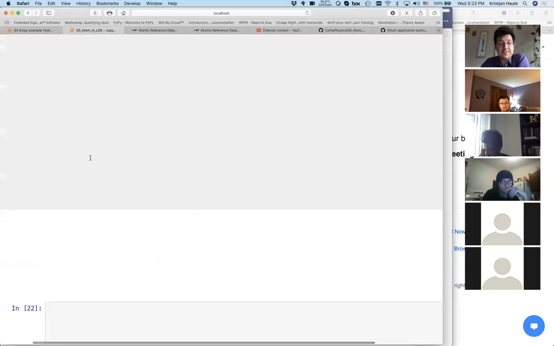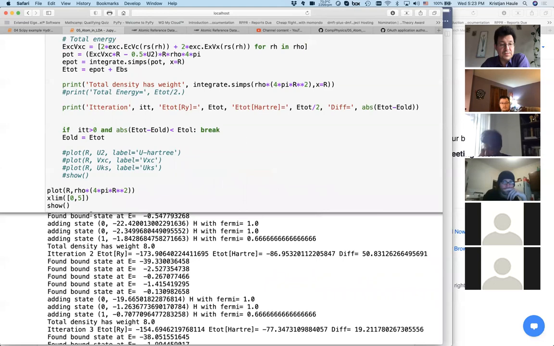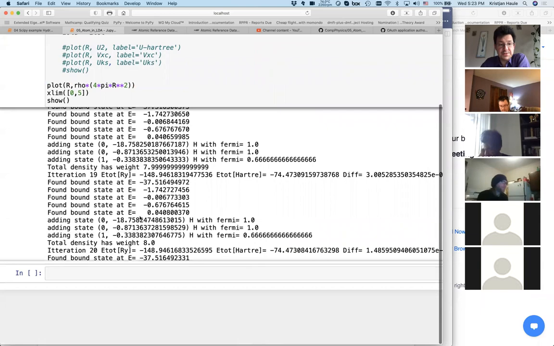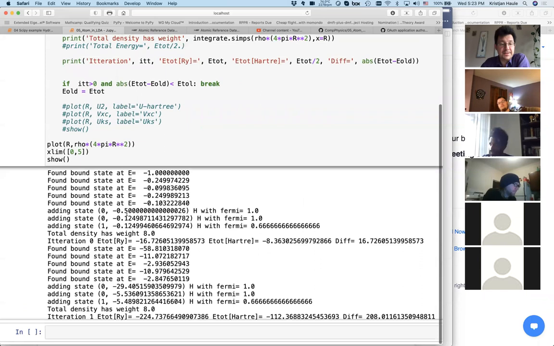Okay, so, yeah, it's still running, but it's close to being converged. Oh, there's a problem with this. No. Okay, so now it's converged. Now let me go back to the beginning. Yeah, so when the output is large, then somehow this is condensed into a condensed window. So at the first iteration, we see that the bound state energies corresponded to the hydrogen atom because the ground state energy is minus one, next one is minus one half, and so on.